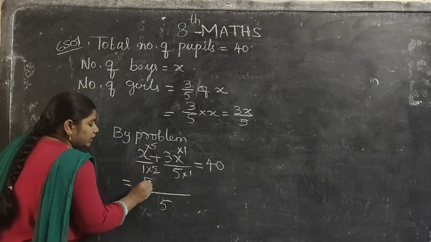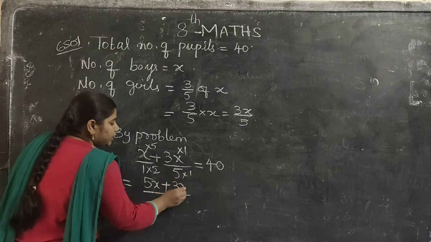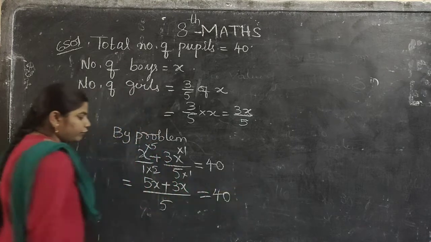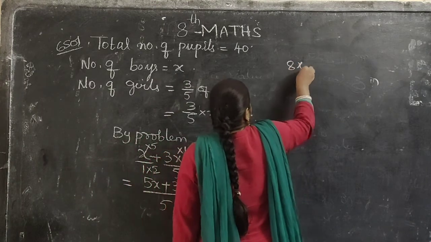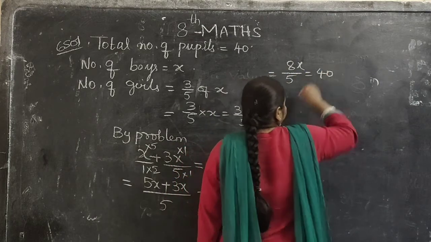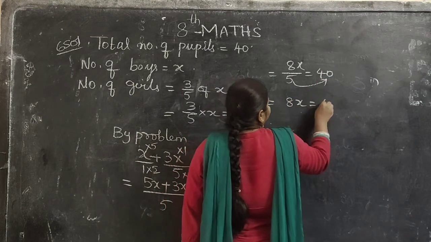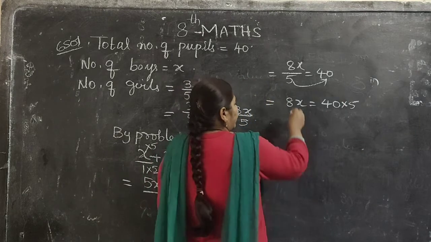5 into x will be 5x plus 3x into 1 will be 3x/5 is equal to 40. Now 5 plus 3 is 8. That is 8x/5 is equal to 40. I am sending this 5 to the other side. So that will be in the form of multiplication. So 40 into 5. Now I am sending this 8 to the other side.